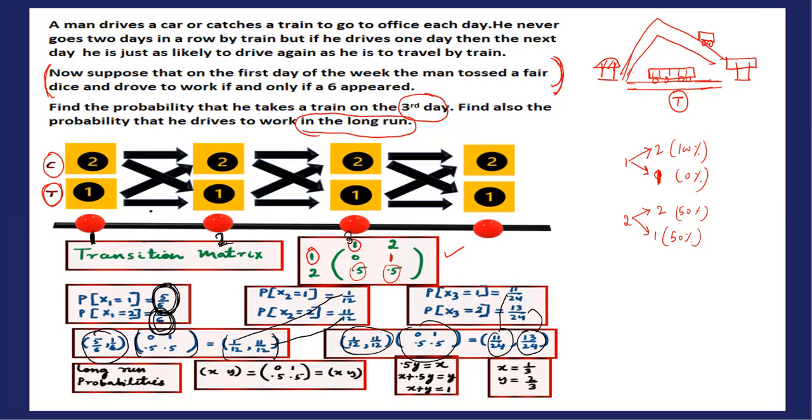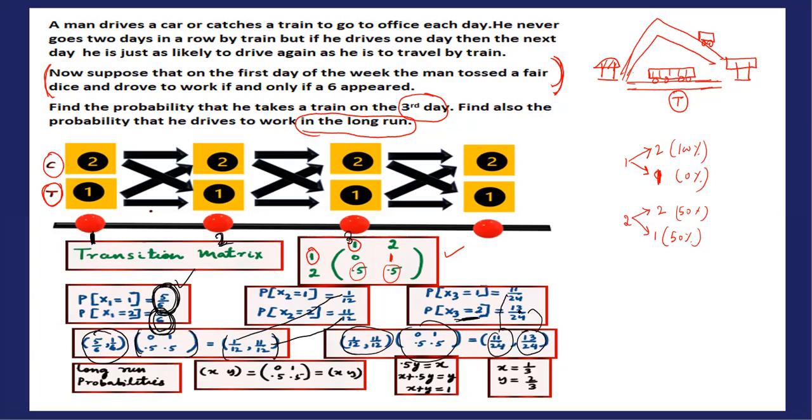Okay, it was 5 by 6, 1 by 6, but now you will not roll a dice every day, only on the first day. It was 5 by 6, 1 by 6 on the first day, but now it's almost equal, 13 by 24, 11 by 24. The probability is high for 2.